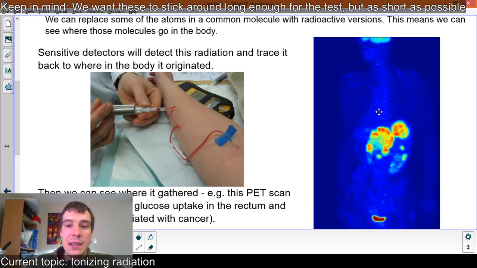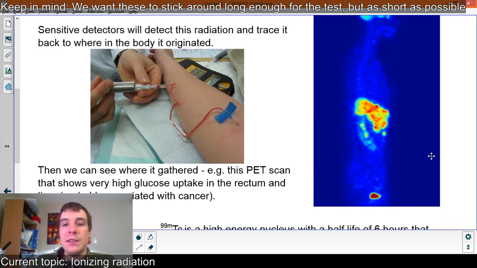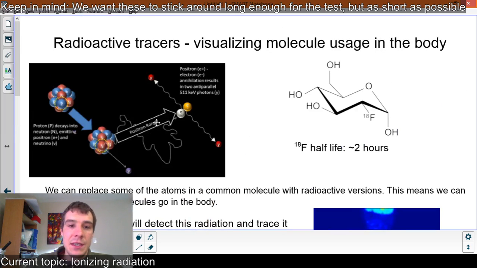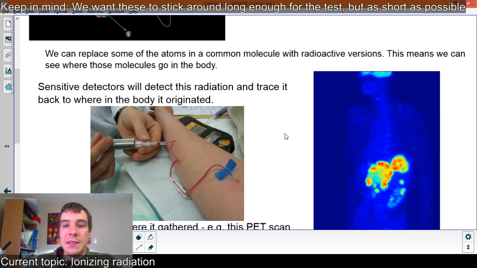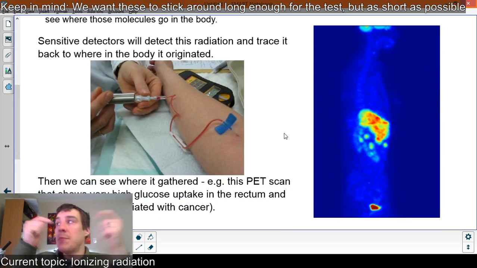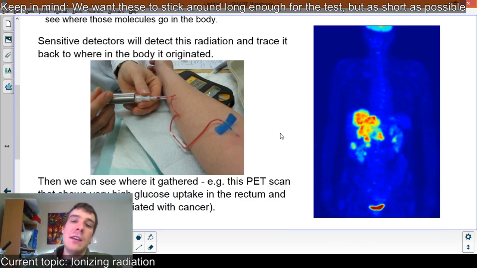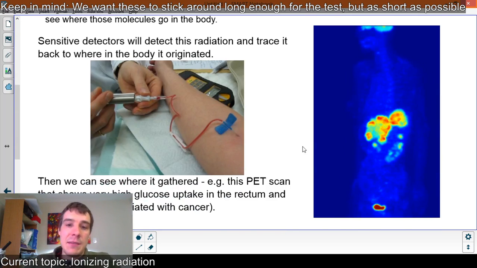So this is a PET, a positron emission tomography scan. The positron emission is because this thing is emitting the positrons, the beta positive rays. And tomography is just a fancy way of saying we combined a bunch of individual scans and made a 3D image.